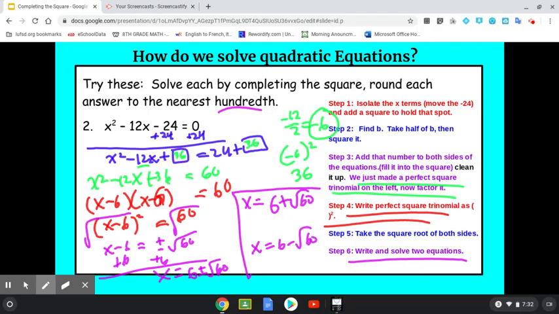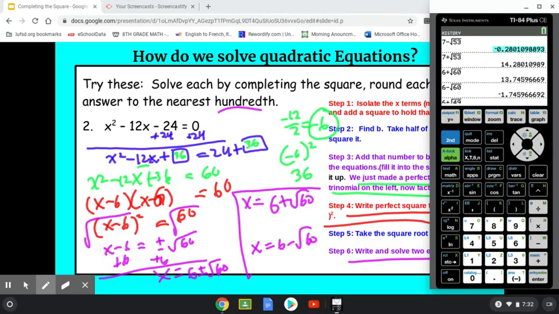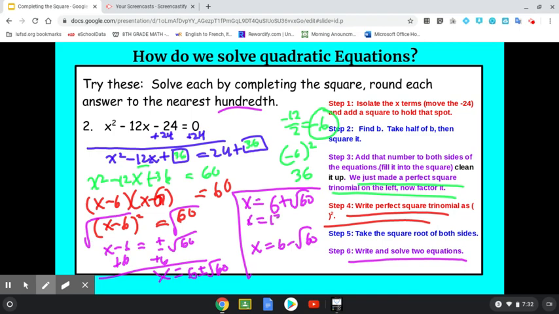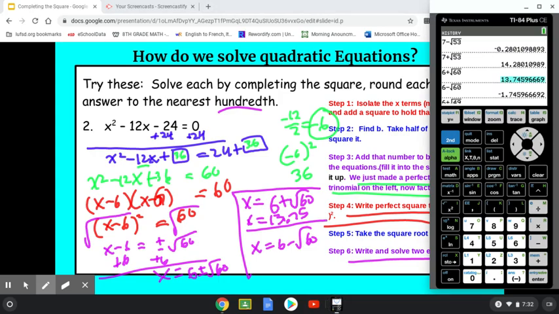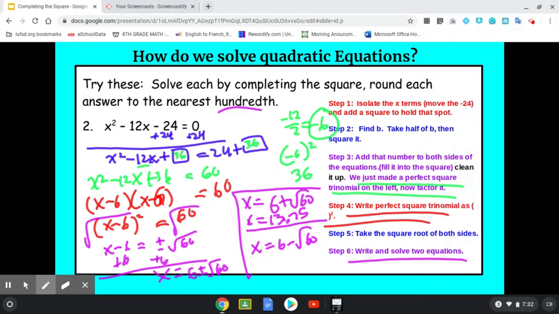So what I'm going to do is plug it into my calculator. And here's the plus one. It's 13.74596669. That means it rounds to 13.75. So x equals 13.75 for the first answer. And then for the second answer, when I plug it in, I get negative 1.75. So those are my 2 answers for this quadratic when solving by completing the square. Pause the video, make sure you get this down.